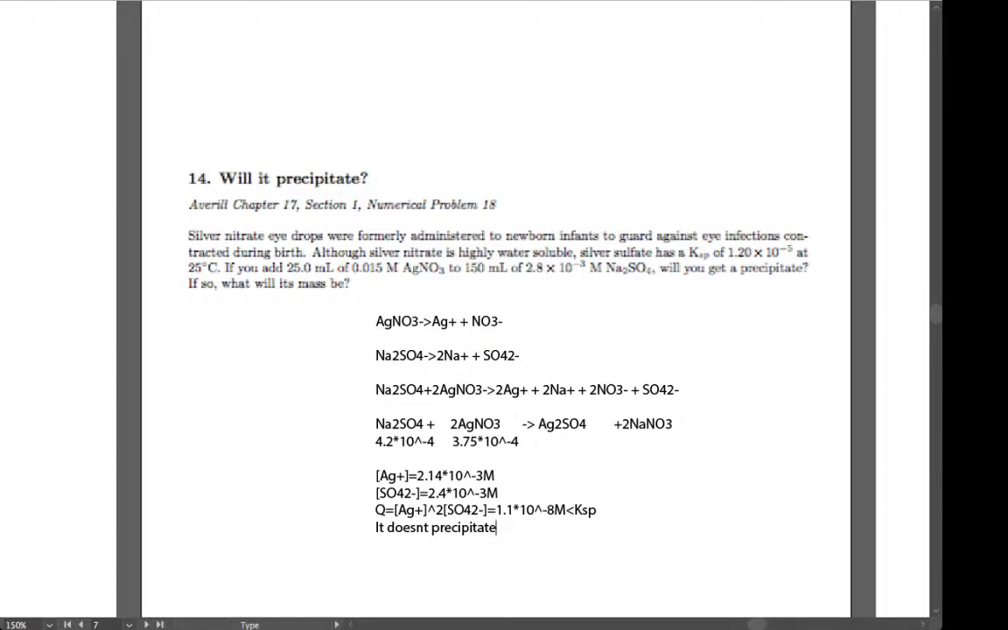Basically all you need to do is to find the concentration first, and then after that you multiply it by the total volume to get the amount of moles, and then you can just convert it into the mass. So that's basically it.